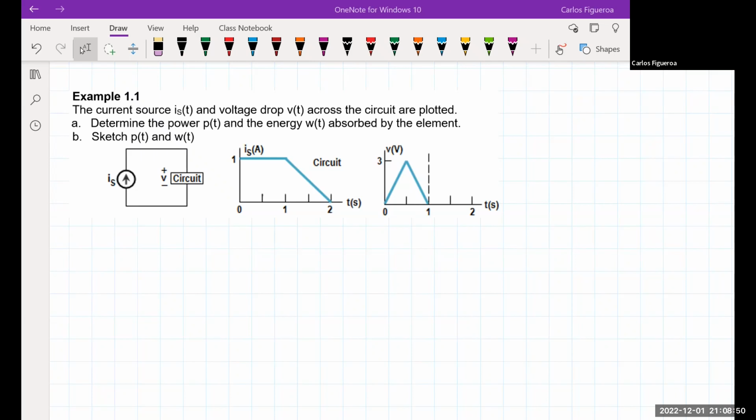Example 1.1. The current source and voltage drop across the circuit are plotted. Determine the power and energy absorbed by the element, and then sketch the curves afterwards.